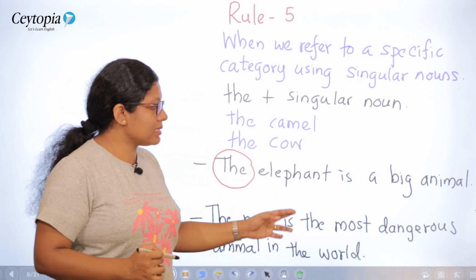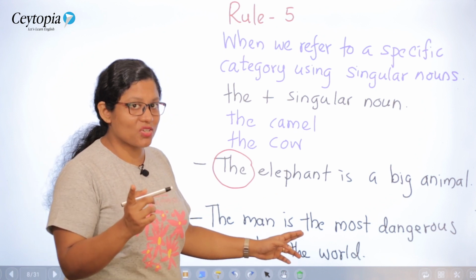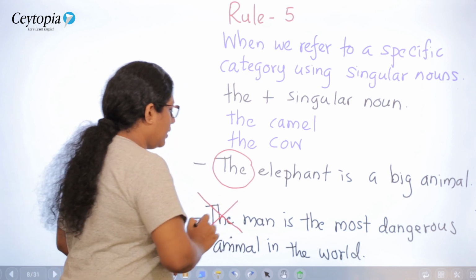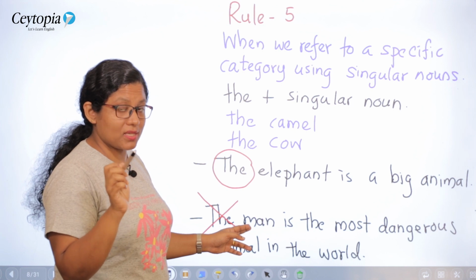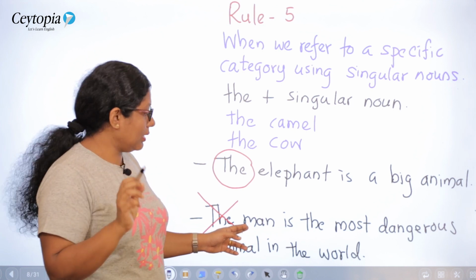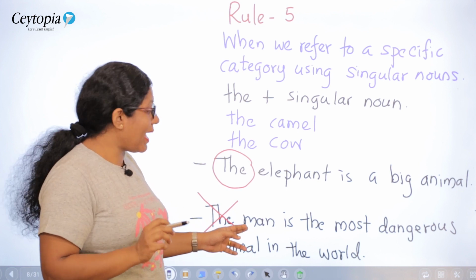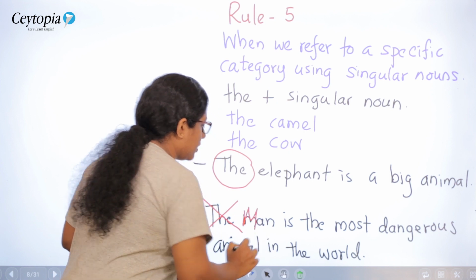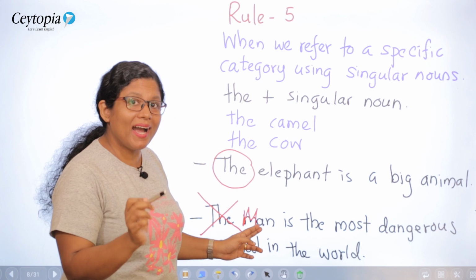The man is the most dangerous animal in the world. This is wrong. So, this is an exception. You don't use the before the word man. This is a special case. So, remember the exceptions. English has always got its own exceptions. So, man is the most dangerous animal in the world, not the man. In this case, you are referring to the mankind.